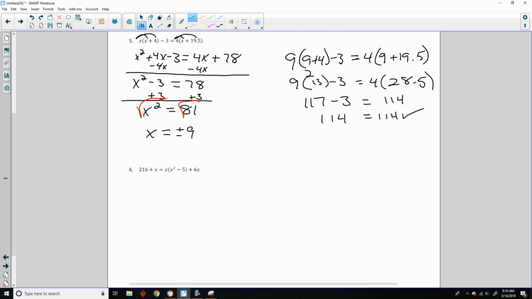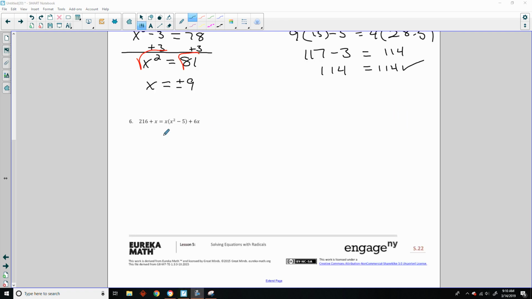So they check. Number 6. 216 plus x. Nothing I can do on the left, so I'm just going to bring it down. You like my green pen? Click on green, right, and it's still black. Anyway. X times x squared is x cubed. X times a negative 5 is negative 5x plus 6. Still can't do anything on the left. I want to clean up the right. Actually, no, that's not right.